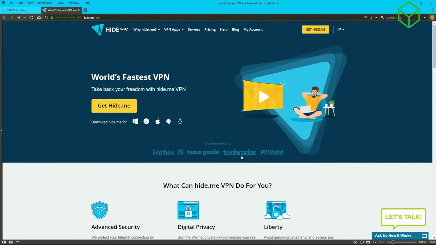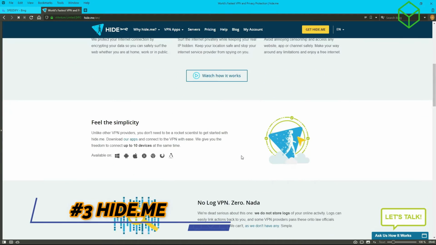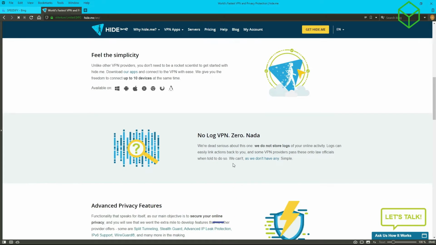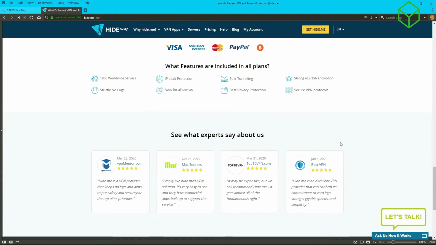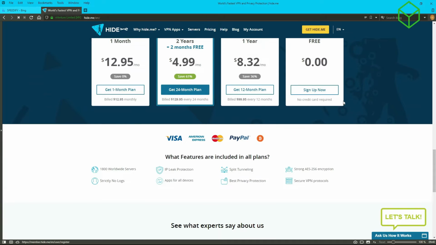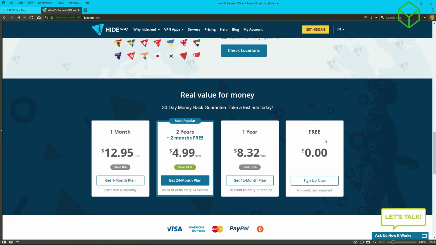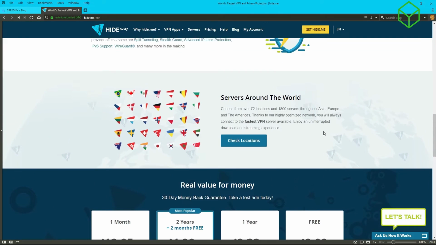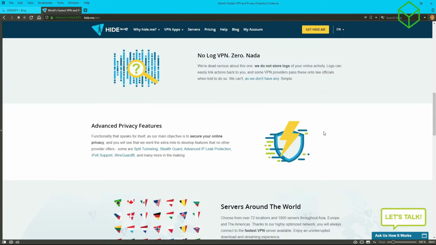In the number 3 spot, one of my top picks for privacy and security is Hide.me. They have a strict no-logs policy. Your data is protected with AES-256 encryption. And since they are based in Malaysia, they are not obligated to hand over user data to any legal authority. Even with their free plan, there are no ads. They don't limit your bandwidth, ensuring quick load times, and you get 24/7 technical support.